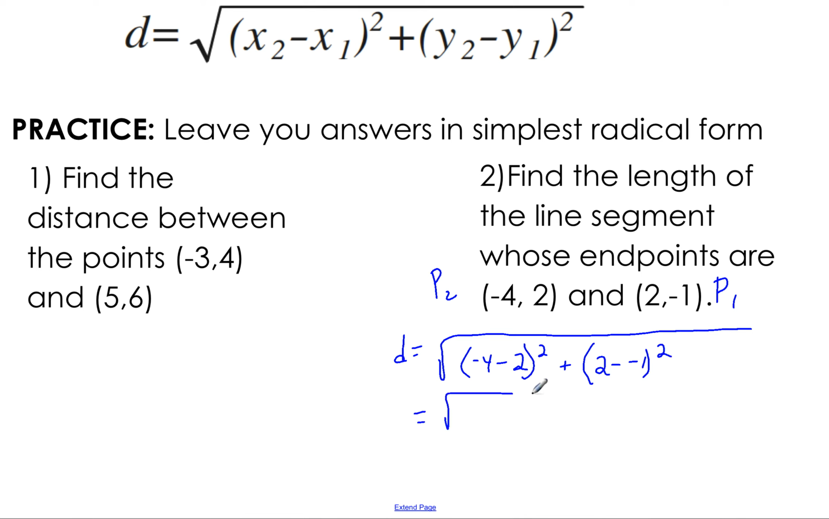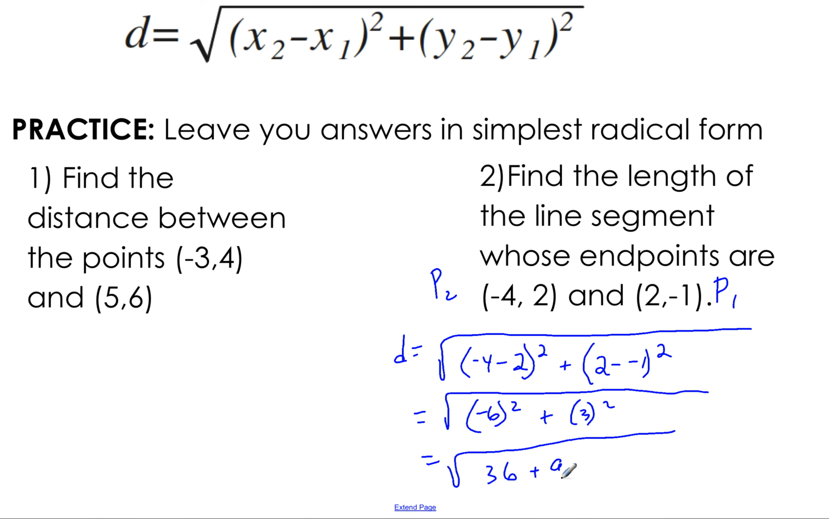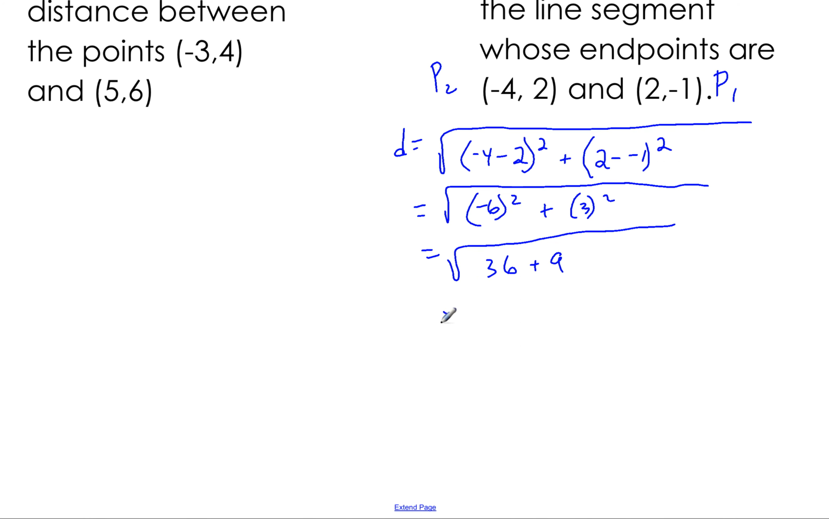So the distance is equal to the square root of -4 minus 2, which is -6. So I have a -6 squared plus 2 minus -1, which is 2 plus 1, or 3 squared, which is equal to the square root of -6 squared, which is 36. That's why we did not need to take the absolute values, because whenever you square a number, whether it's a positive number or a negative number, you end up with a positive number. Plus 3 squared, which is 9. So this is equal to the square root of 45.